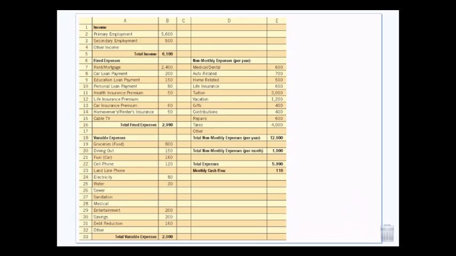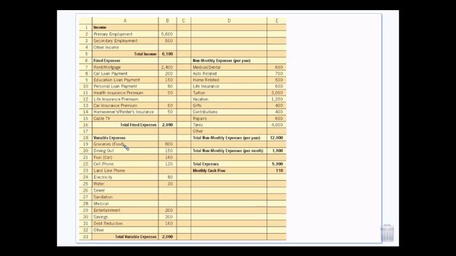Okay, when you fill out your spreadsheet, the income comes on the top. So you'd have all your sources of income. So employment, you'd have job, second job, babysitting, whatever. Any kind of monthly income you get. Then you do your fixed expenses. These are the expenses that will be the same every month. You've got your rent, your car loan, if you have a personal loan, if you have a student loan, health insurance, life insurance. These don't change.